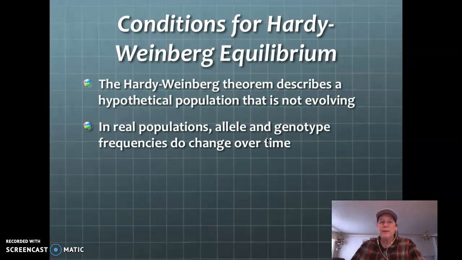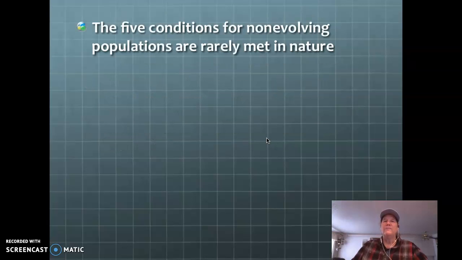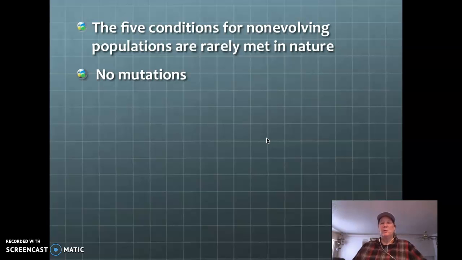Okay, in real populations, we have alleles and genotype frequencies that change over time. So they don't follow the rules of this equilibrium. Okay, there are 5 conditions for non-evolving populations that are rarely met. So these would be the ones that are in equilibrium. If all these things do happen, then you're not going to get a change in the ratios. One, there are no mutations, which we know won't occur.